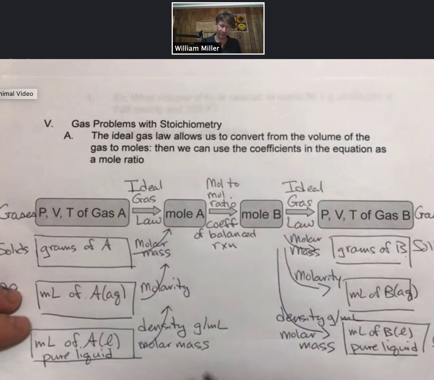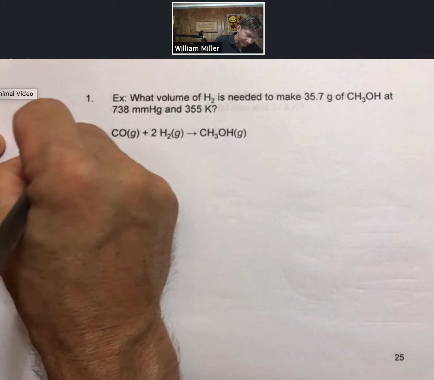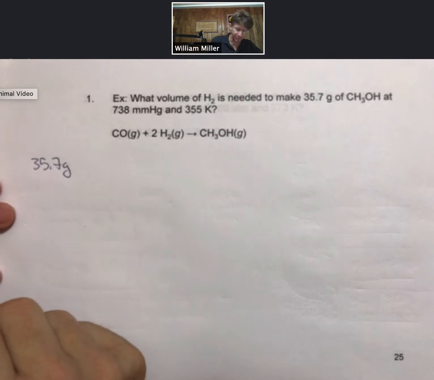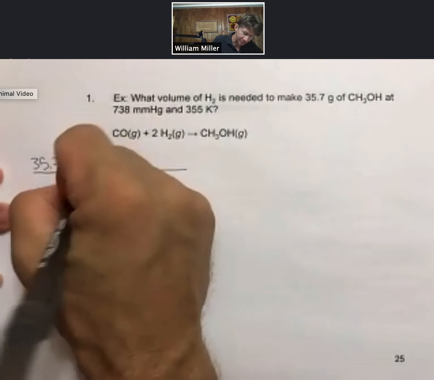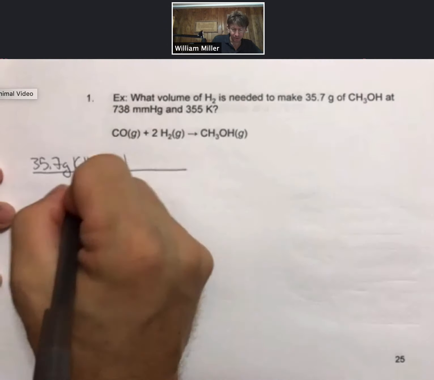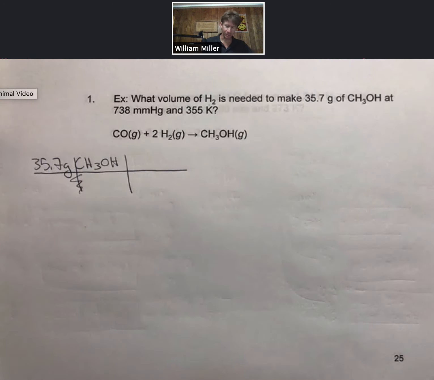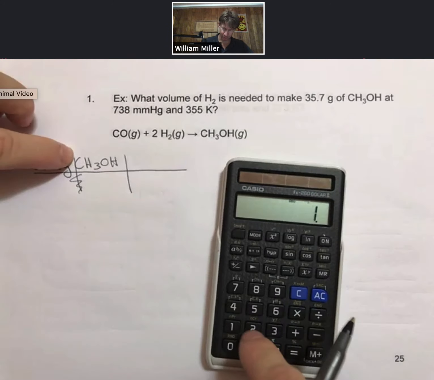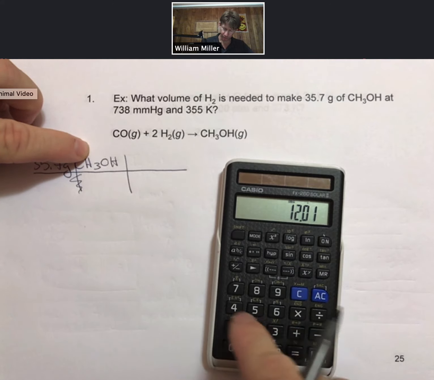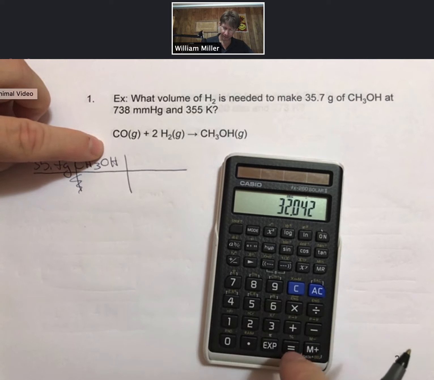And this is a really useful thing to have while you work basically a lot of problems for the rest of the semester. So let me show you what I mean. We're going to start with grams of methanol, CH3OH. We're going to use the molar mass of methanol. And the molar mass of methanol is going to be 12.01 plus 4 hydrogens times 1.008 plus 16, which is 32.04.